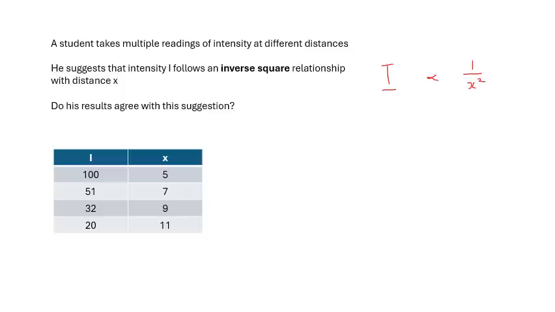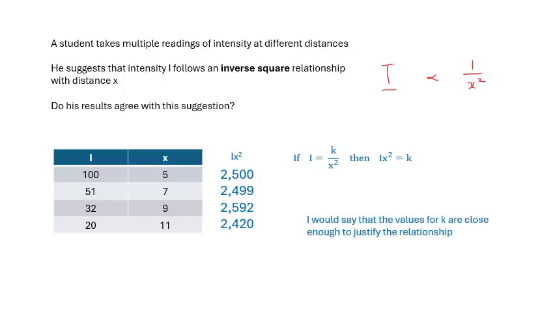How would you test that relationship? So have a little think, you should know how to do this. And basically, if I equals a constant over x squared, then I times x squared equals a constant. Okay, so you work out the value of I x squared, and do you get the same number every time?